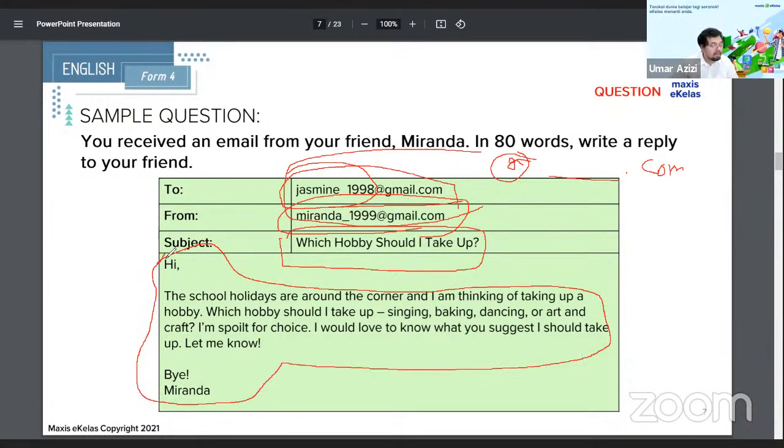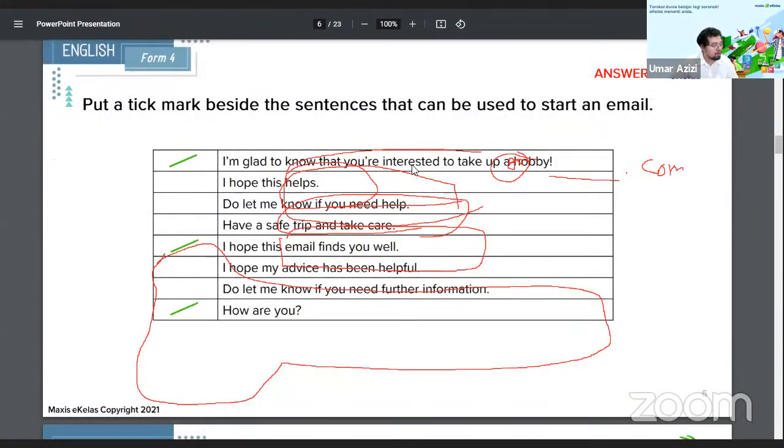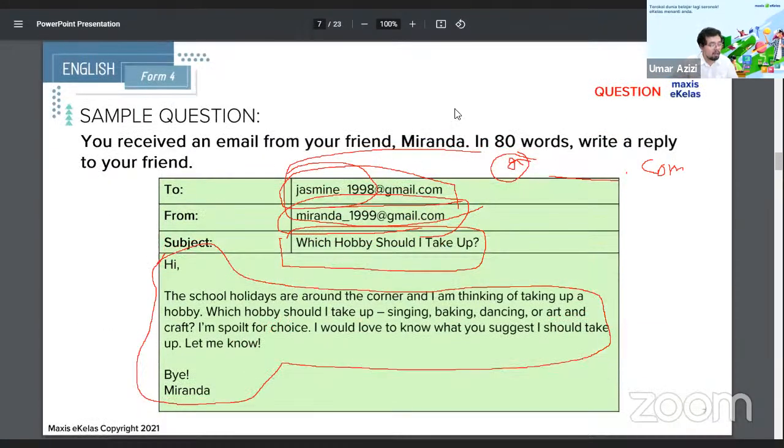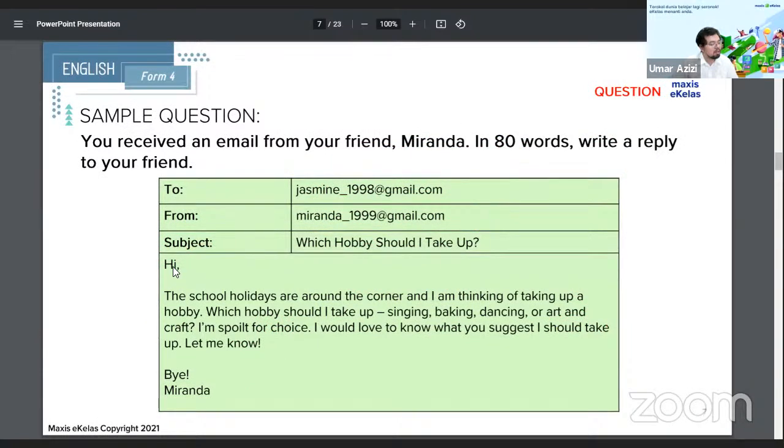So remember the reply email beginning that I mentioned, which was this: I'm glad to know that you're interested to take up a hobby. That's where that email format can work. So let's read this first.